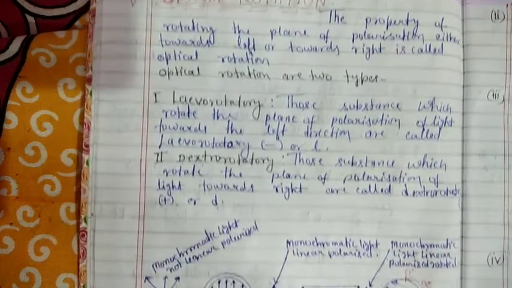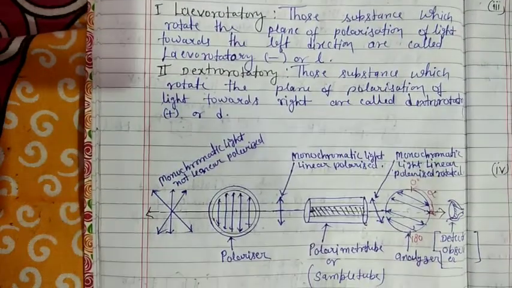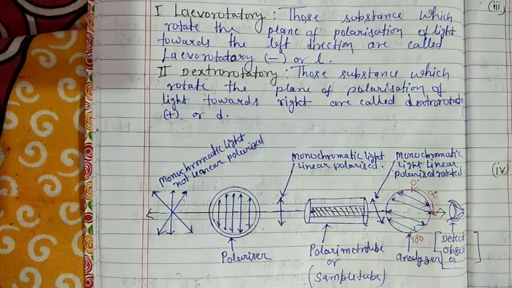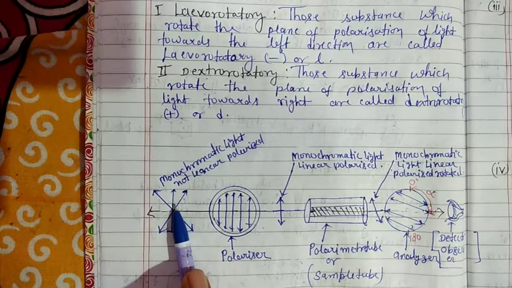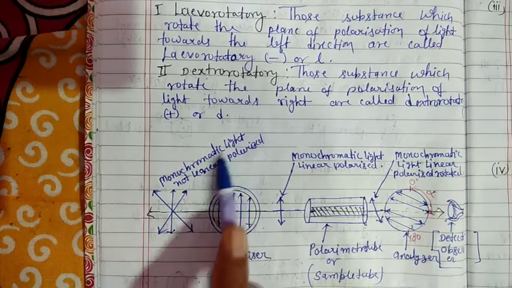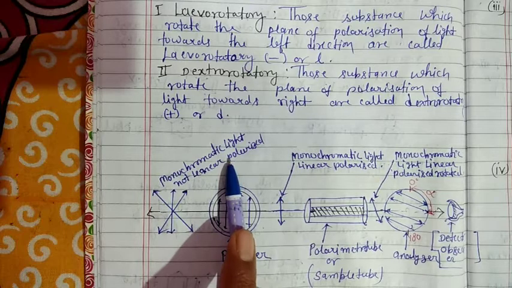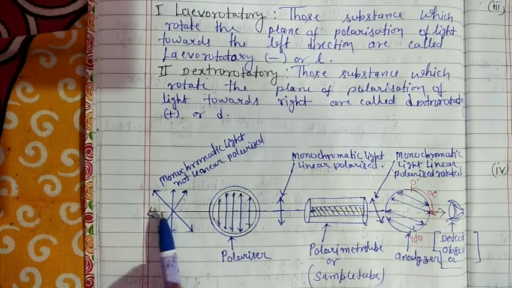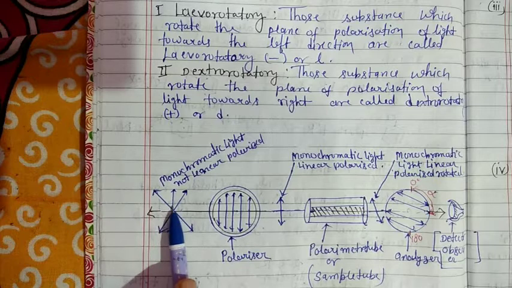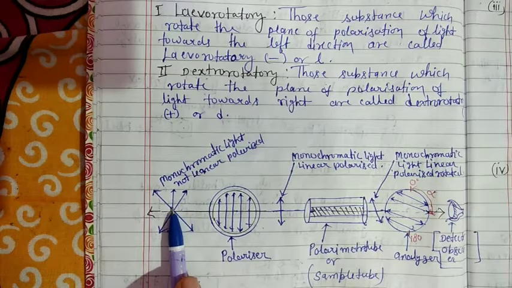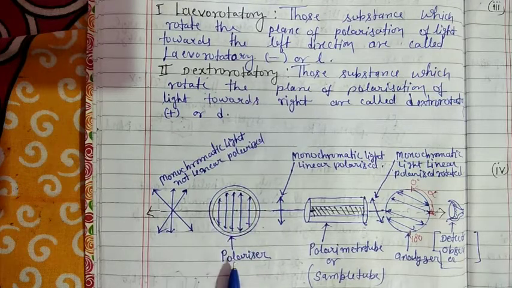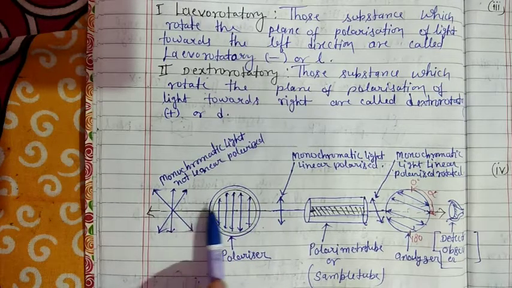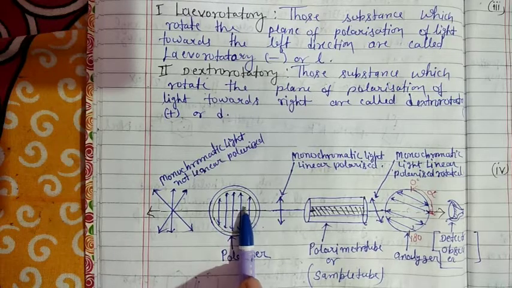Let us now take examples of optical rotation. This is the ordinary light. This is known as monochromatic light, not linear polarized. Here is the light source. This light is passed through a Nicol prism. This is the Nicol prism, the polarizer. This light passes only in one direction.